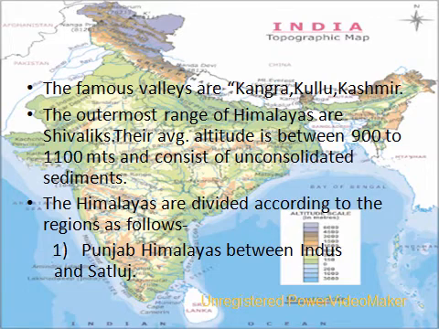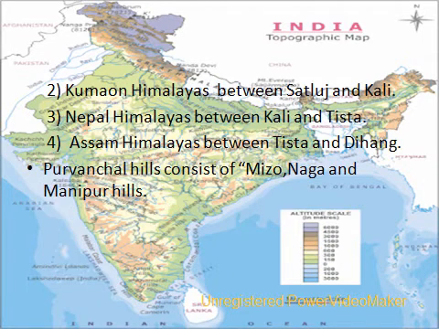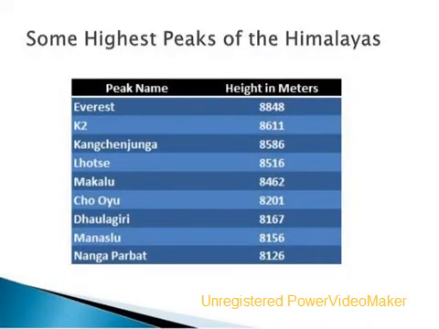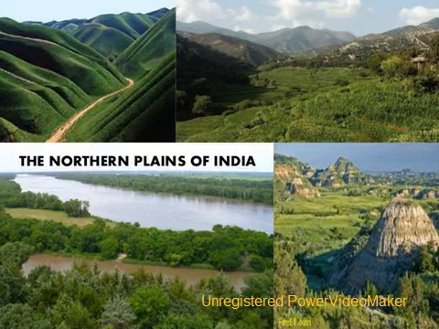Punjab Himalaya extends between Indus and Satluj. Second is Kumayu Himalayas between Satluj and Kali. Third is Nepal Himalayas between Kali and Tista. And fourth is Assam Himalayas between Tista and Dihang. Purvanchal hills consist of Mizo, Naga and Manipur hills. This is a list of some of the highest peaks of this Himalayan range.